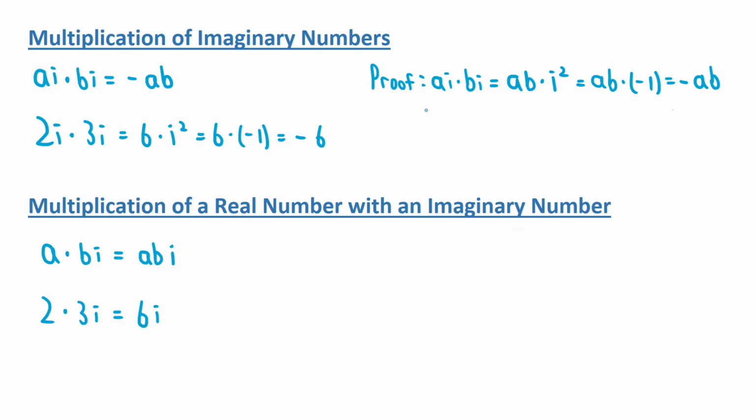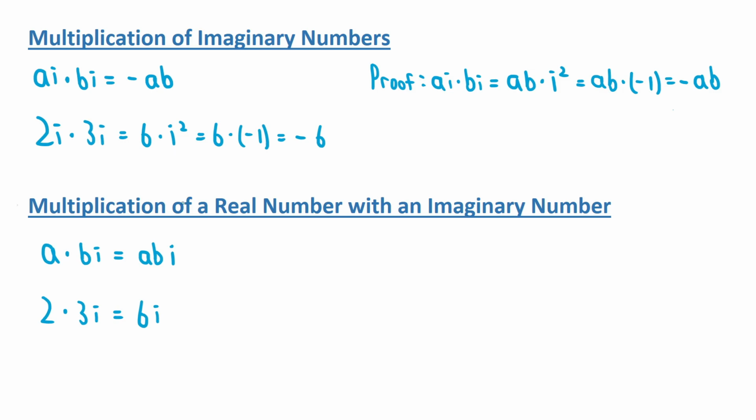So if you multiply two imaginary numbers, ai and bi, you end up with ab times i squared, and since i squared equals -1, this just turns out to be ab times -1, which equals negative ab. So the product of two imaginary numbers is always a real number. For example, 2i times 3i is equal to -6, since we multiplied the real numbers 2 and 3, and then multiplied that with i squared, which equals -1, so the entire product just turns out to be -6.